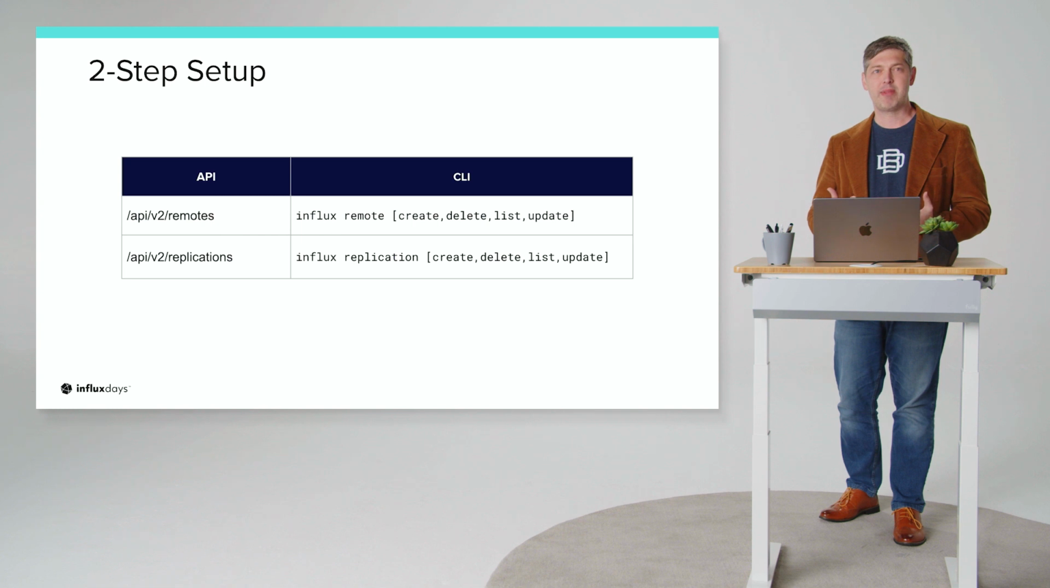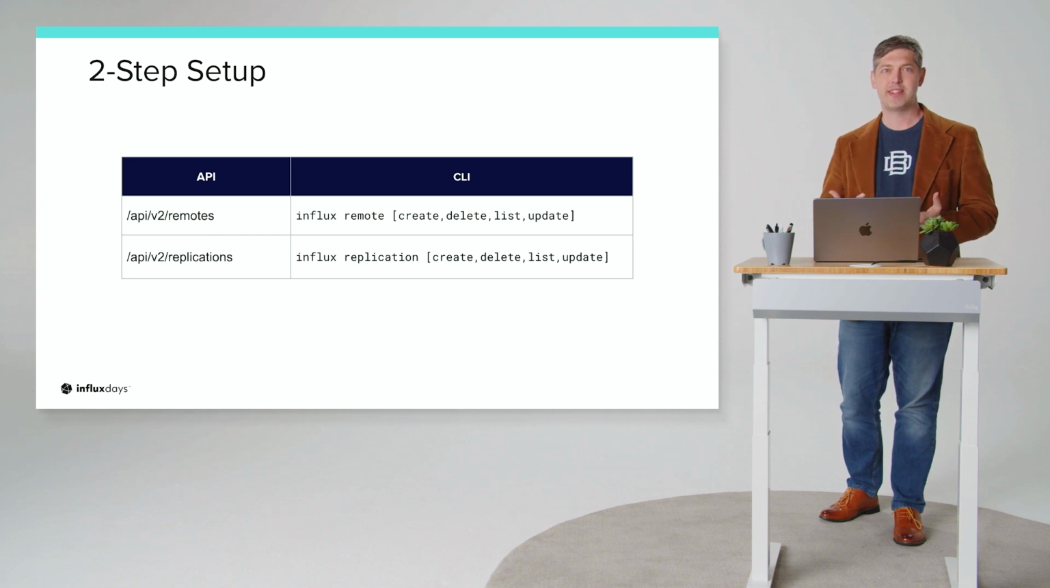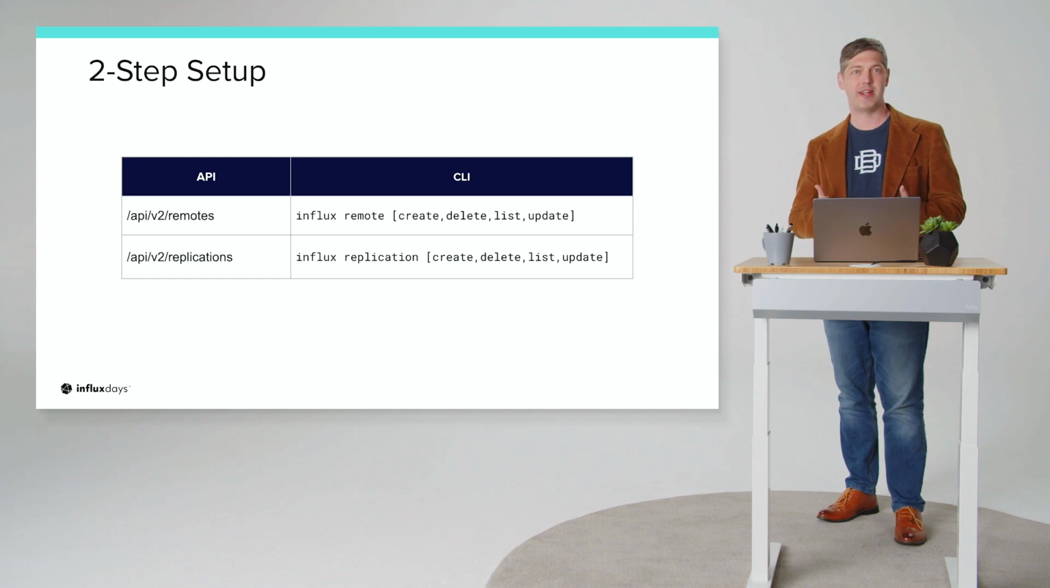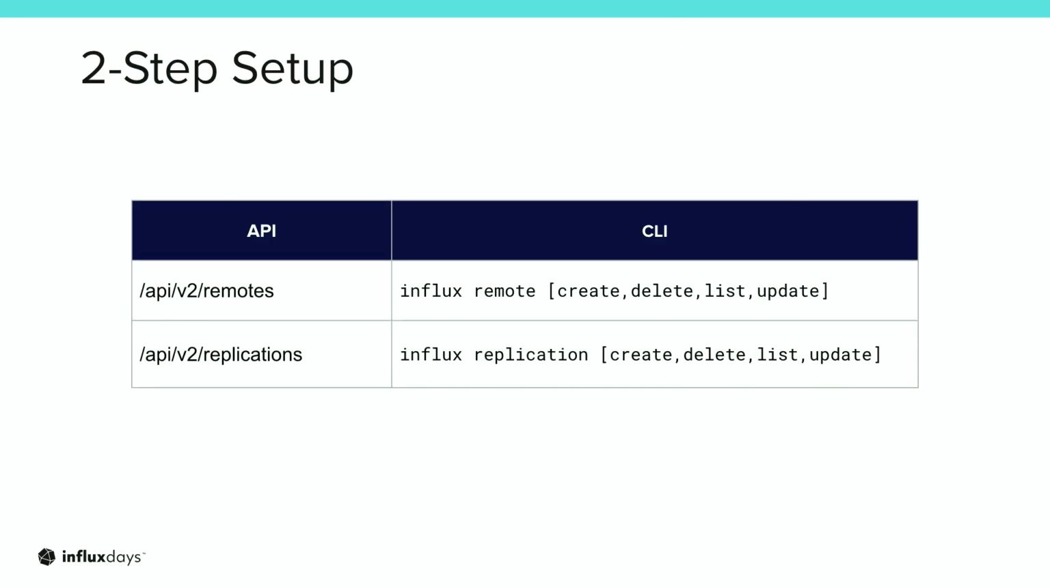Setting up edge data replication is just a two-step process. The first thing you do is you tell your edge instance what remote you want to send that to, and that's just the URL of your host, your organization, and your authentication token so that it knows how to connect to that upstream database and to be able to send data there. Then you can set up replications for that remote. And a replication is where you specify which bucket you want to use as your source and which bucket in the cloud you want to use as your destination.